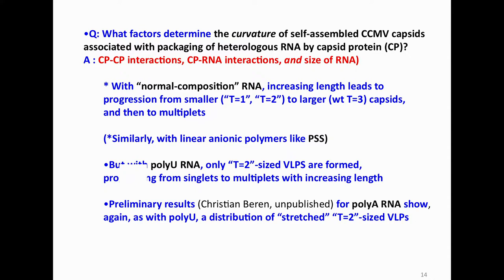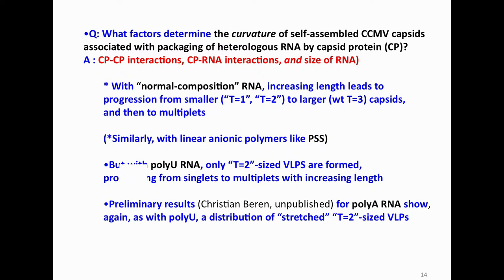So I'm going to be contrasting a single letter RNA, like poly-U, where you have no possibility of secondary structure formation, with what we call normal composition RNA, whether it's viral sequence or not, where you have comparable numbers of each of the four letters. It's easy to answer this question, what determines the curvature. You just think of all things that might determine the curvature and you start listing them. It's the intrinsic or spontaneous curvature of the capsid protein. So it's the nature of the protein-protein interactions.